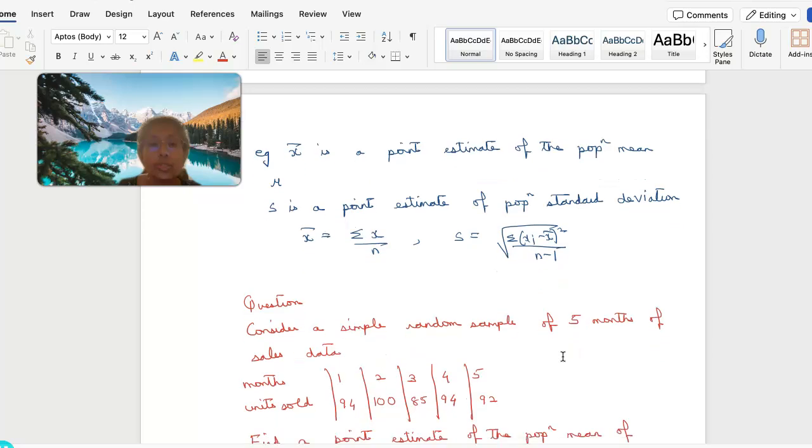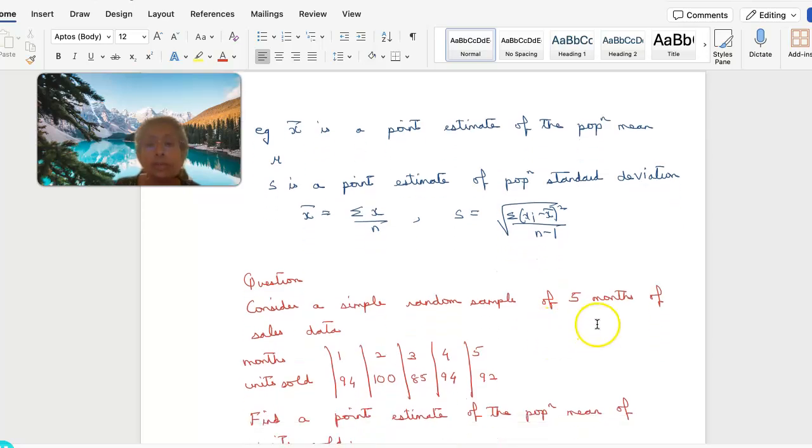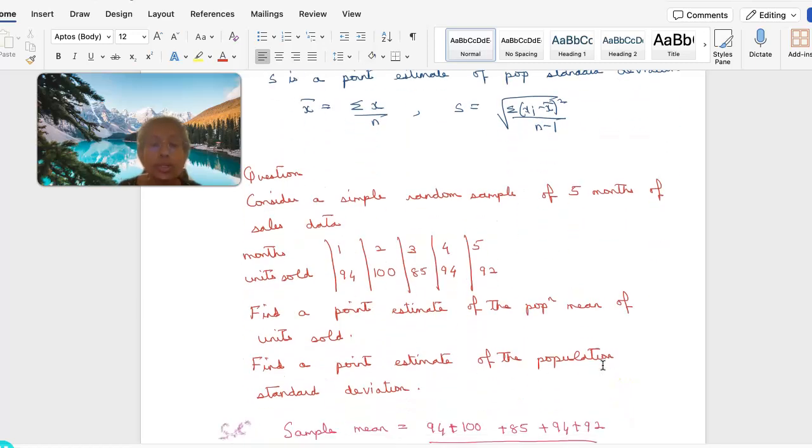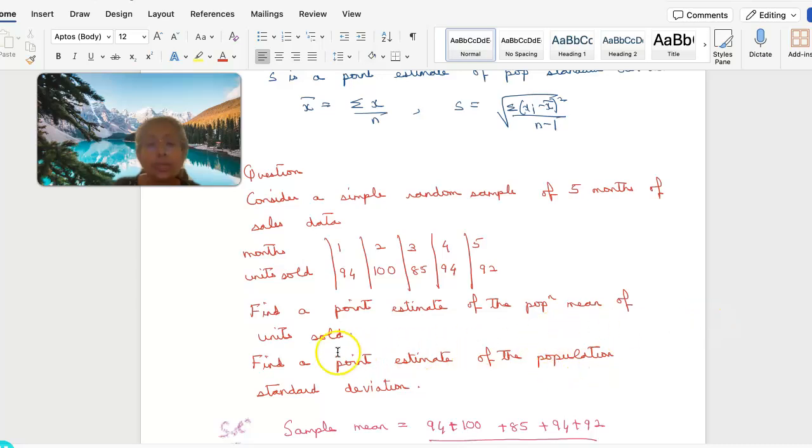So let's do a few questions. Consider a simple random sample of 5 months of sales data. You have the months 1 up to 5 and units sold. Find a point estimate of the population mean of units sold. Find a point estimate of the population standard deviation.